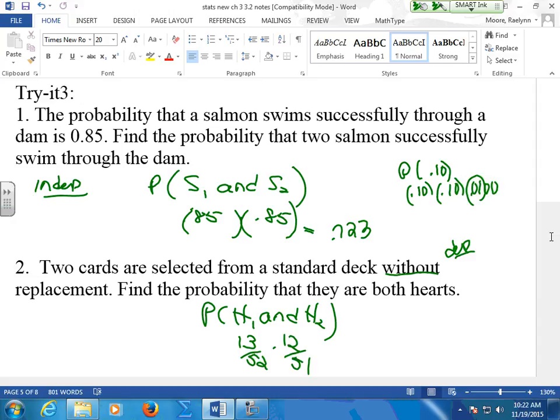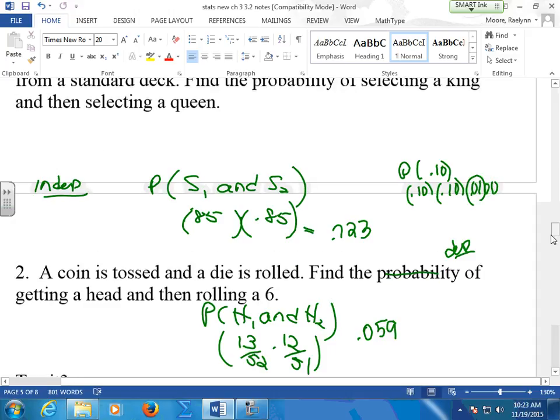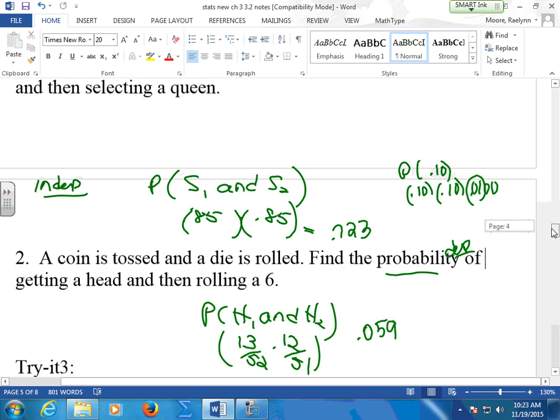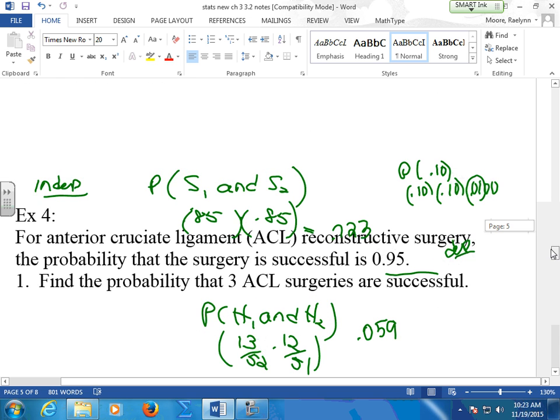I now have 51 cards left. I now have 12 hearts left. Okay, and multiply those guys together. See, once you start multiplying your denominators, you kind of lose track of the problem. So I think it's easier to look at in a decimal. So a little bit more than 5, almost 6% of the time. So you have a 6% chance of that happening. Everybody good so far?